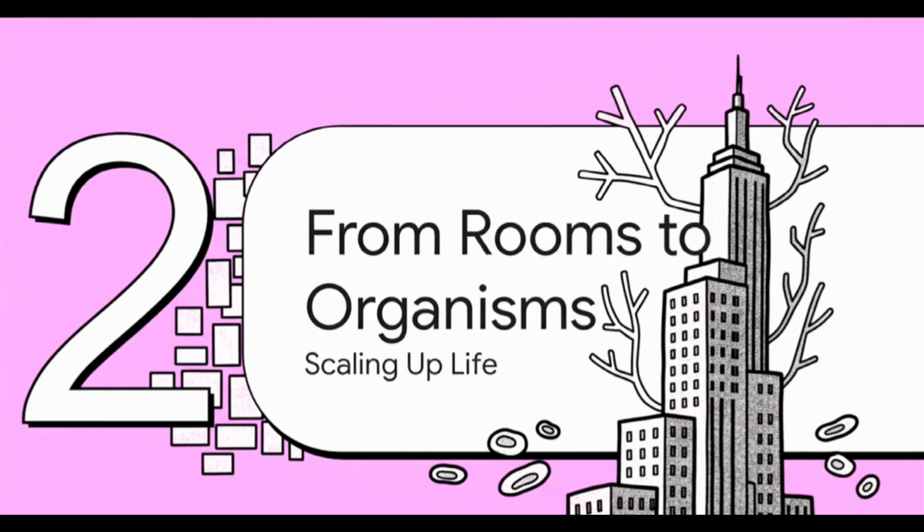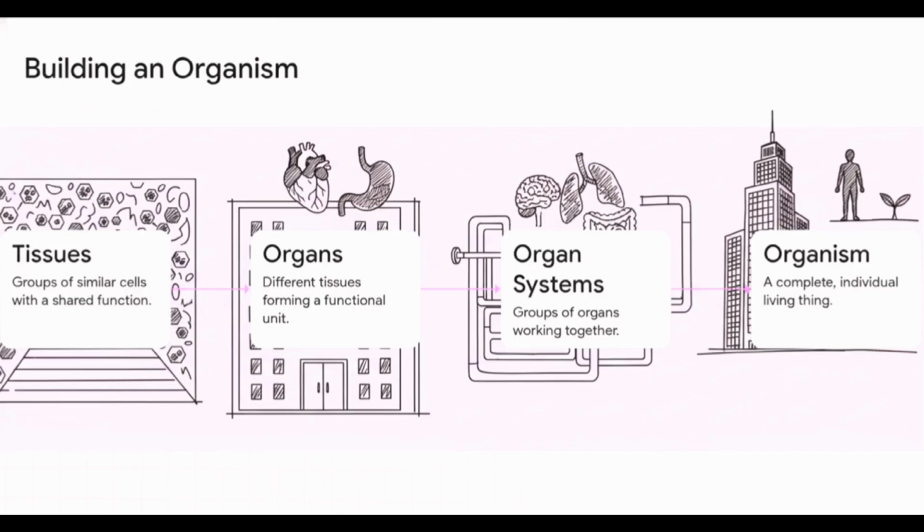So we have our basic rooms, our cells. But you don't just have a pile of rooms and call it a skyscraper, right? How do you get from a single room to a complete, functional building? Well, it's all about scaling up, layer by incredible layer. And this is the assembly process, laid out nice and simple. First, similar cells, our rooms, group together to form tissues. You can think of those as the different floors of our building, like the accounting floor or the engineering floor.